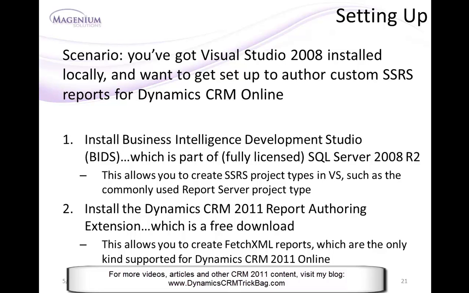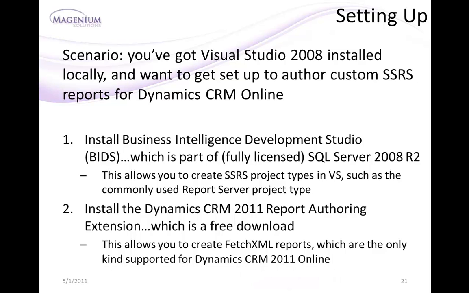Step number two is what's specific to the new functionality for CRM Online. This has to be done in this order. You need to install BIDS first, then you'll install the Dynamics CRM 2011 Report Authoring Extension, which, unlike the SQL Server bit, is a free download. This allows you to create the custom Fetch XML report type. Again, these are the only kind that are supported for Dynamics CRM 2011 Online.